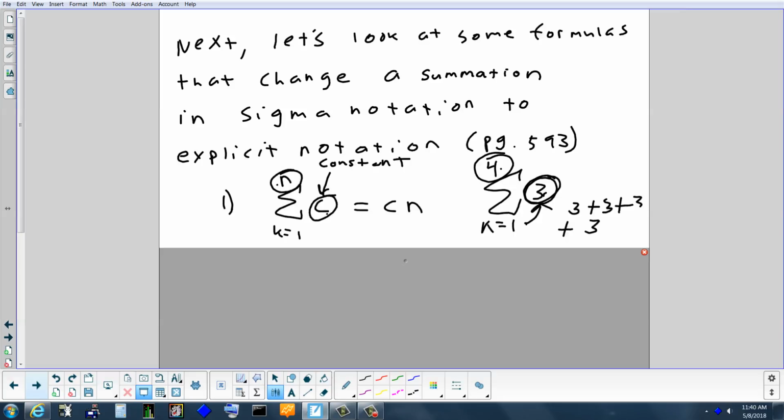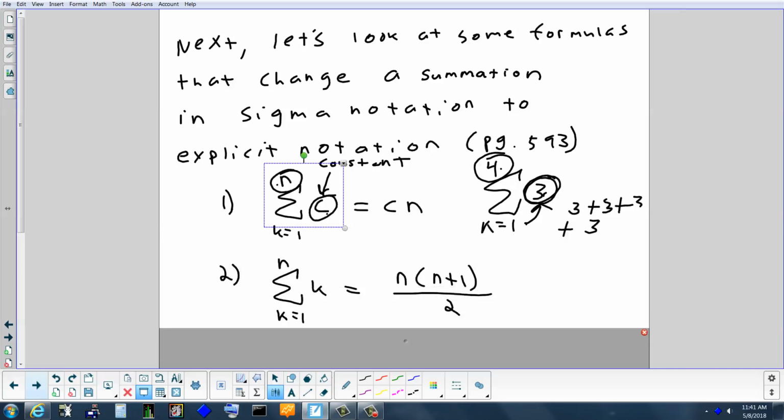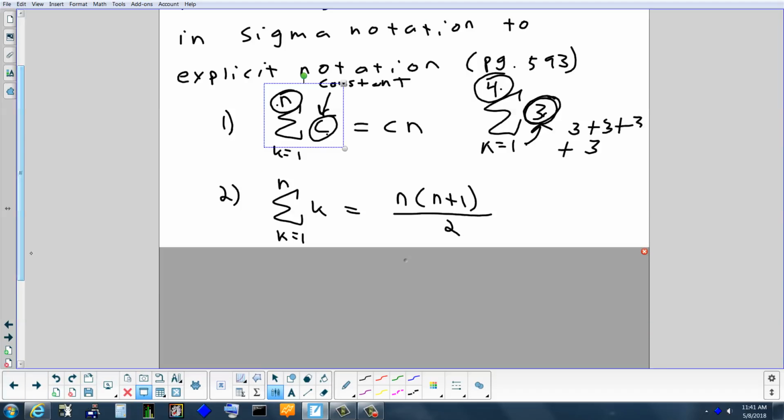Okay? So that's an example of just adding up a constant over and over. There is no formula. You're just adding up the same number n times. And when you add the same thing over and over, we call it multiplication. Okay, the next one is the formula that I mentioned just a minute ago. This is how you can add up the first n integers by hand.